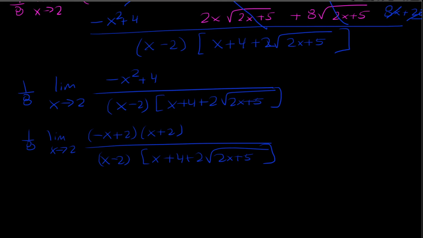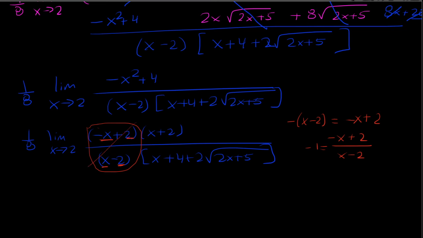Okay, notice that the negative x and the x are opposite signs. The 2 and the negative 2 are also opposite. So if I were to multiply the x minus 2 with a negative, I would get negative x plus 2. Okay. So then negative x plus 2 divided by x minus 2 would just be negative 1. And that's what we have here. So this thing turns into -1, which I'm just going to put the negative outside the limit. Okay, and have a -1/8.